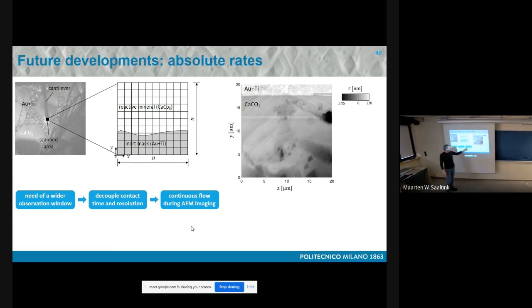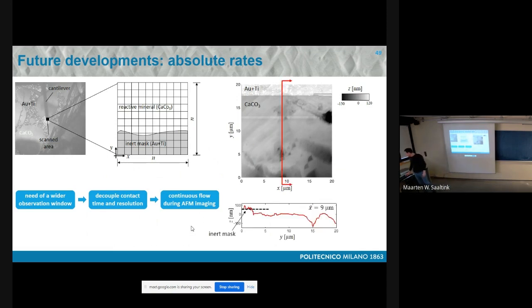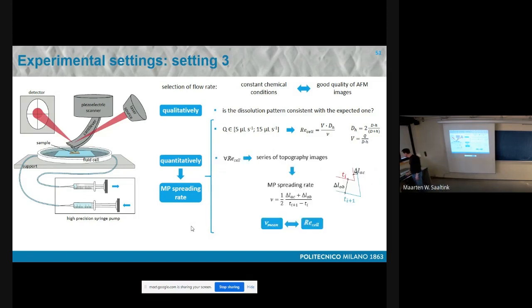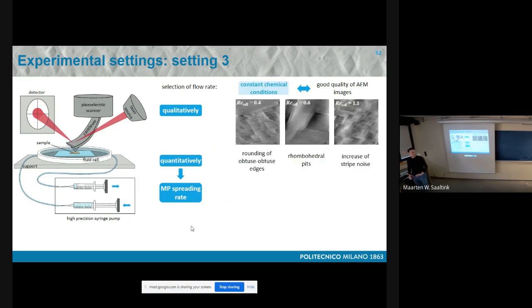The other thing that we are working on is trying to establish continuous flow during the imaging. And by continuous flow, we work with high precision syringe pumps. And what Chiara is doing is to work on this kind of analysis. So these are 3 images taken at 3 different velocities.